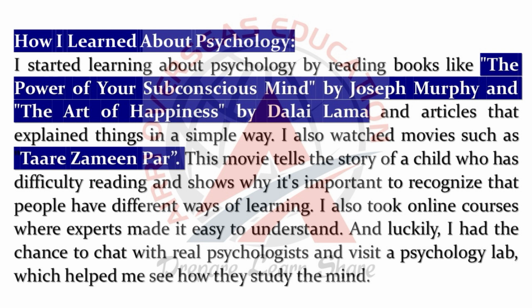I started learning about psychology by reading books like The Power of Your Subconscious Mind by Joseph Murphy and The Art of Happiness by Dalai Lama, and articles that explained things in a simple way. I also watched movies such as Tare Zameen Par. This movie tells the story of a child who has difficulty reading and shows why it's important to recognize that people have different ways of learning.